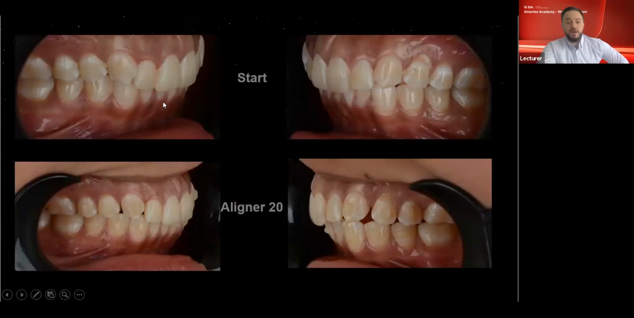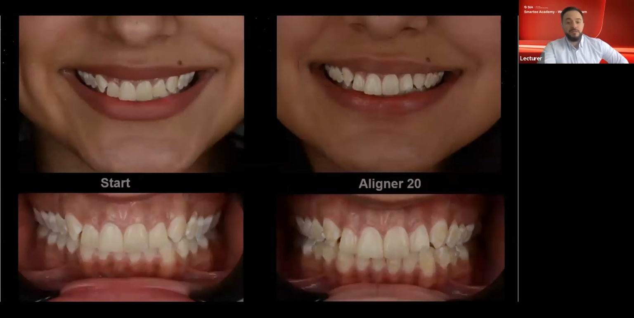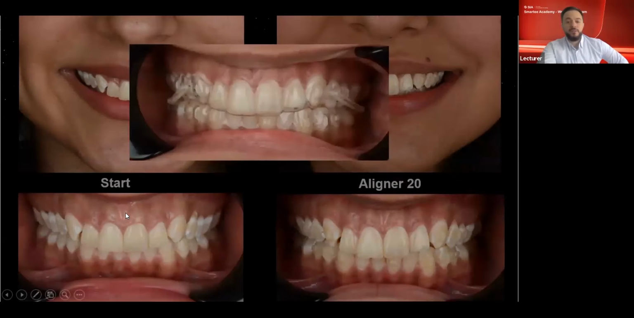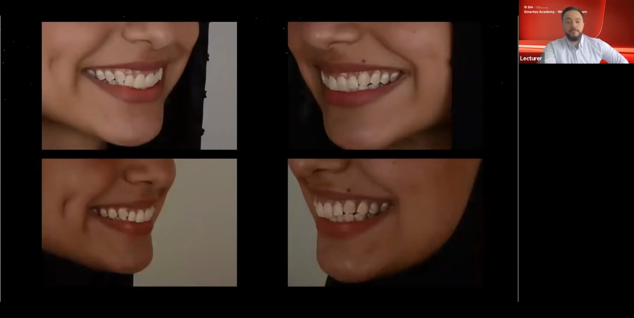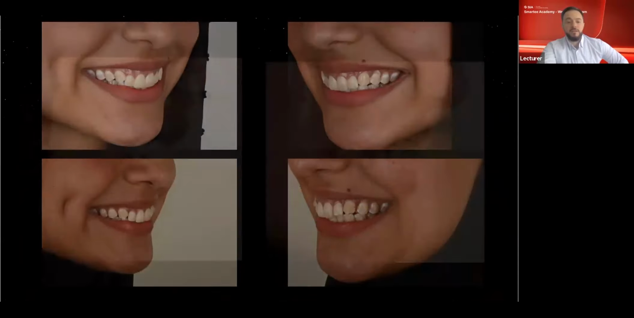But the interesting part of this case is that the incisors, by just having the distal force, are already proclined and intruded a little bit, which is the side effect of distalization. So we can see that the gummy smile has improved a little bit. The incisors were intruded. We apply the Smartee hooks and class 2 elastics. We can have a look at the incisor inclination. It has improved significantly within just 20 aligners.